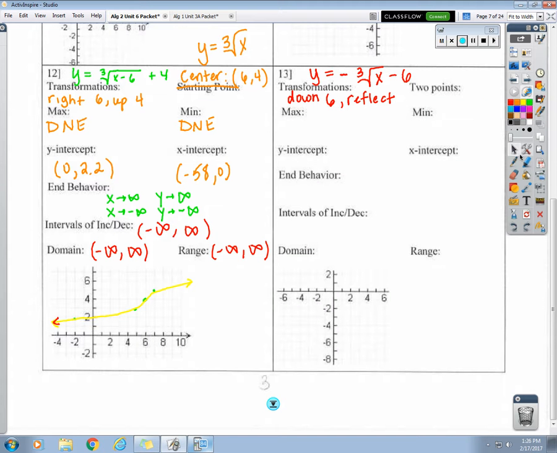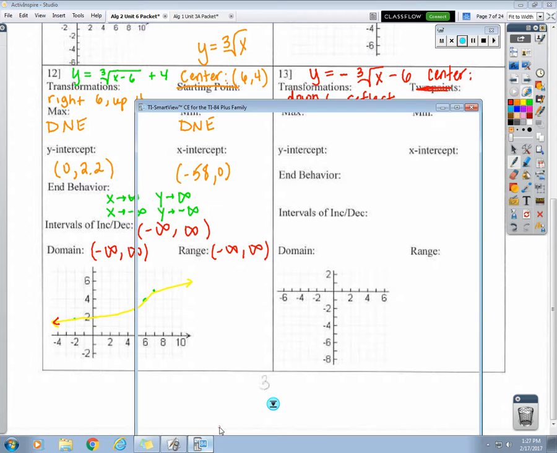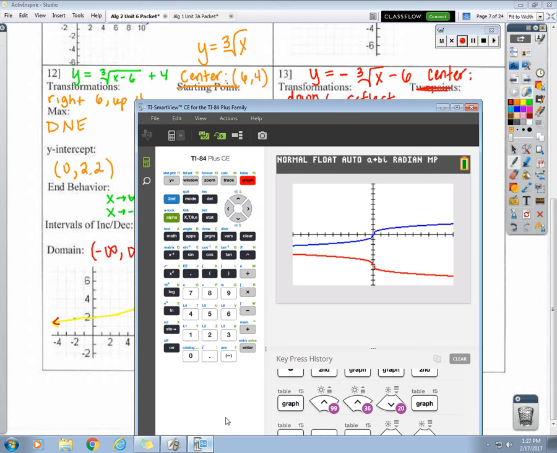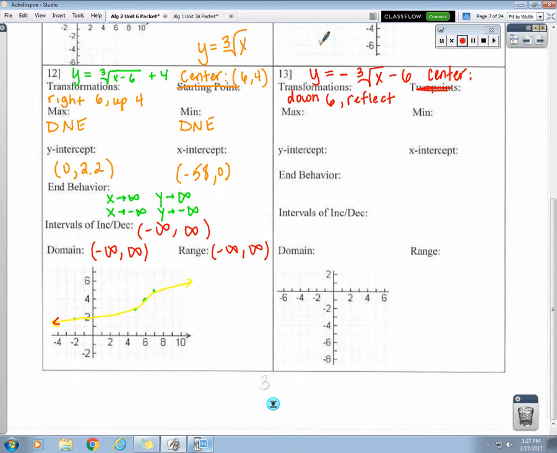Okay? So do we have a starting point with a cube root? No, you have a starting point with a square root, but you don't with a cube root. But what we do have with a cube root is a center. And now that it went down 6, where is the center now? 0, negative 6. Because remember, a cube root is always going to be centered at 0, 0. But if you shift it down 6 units, it's now going to be centered at 0, negative 6.